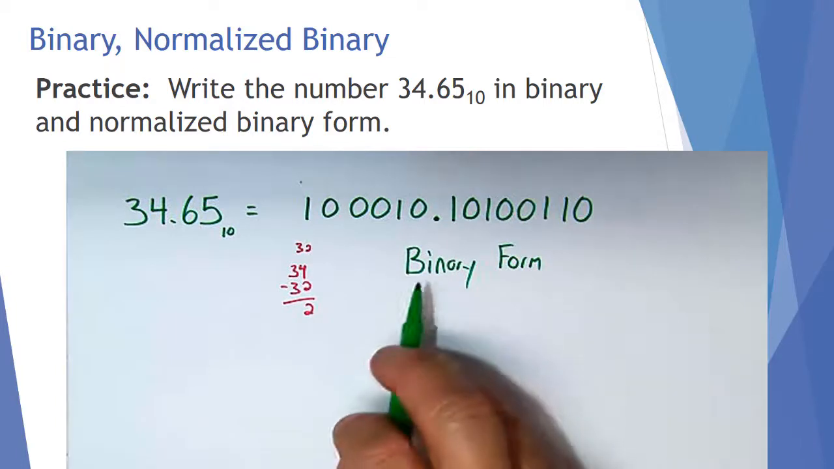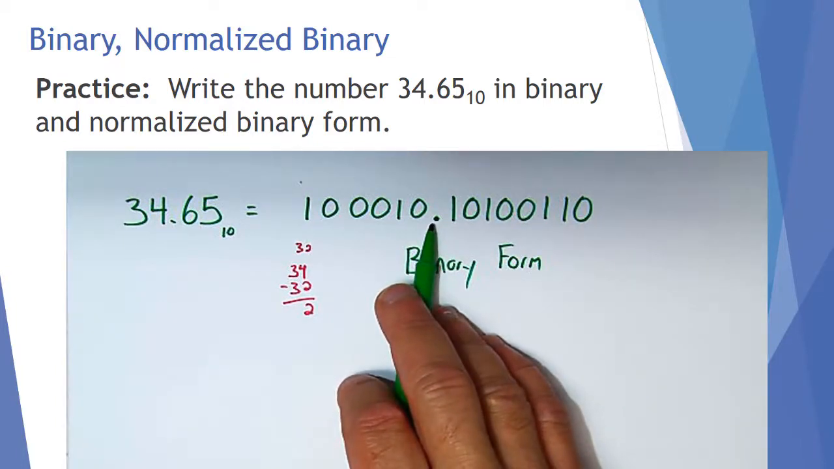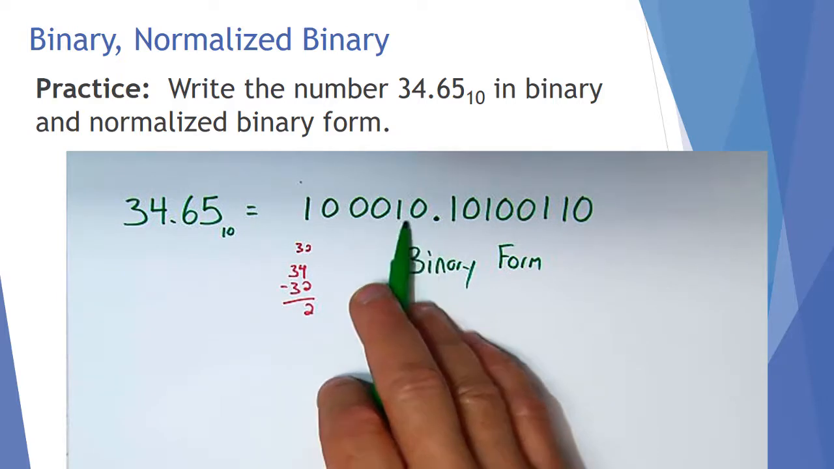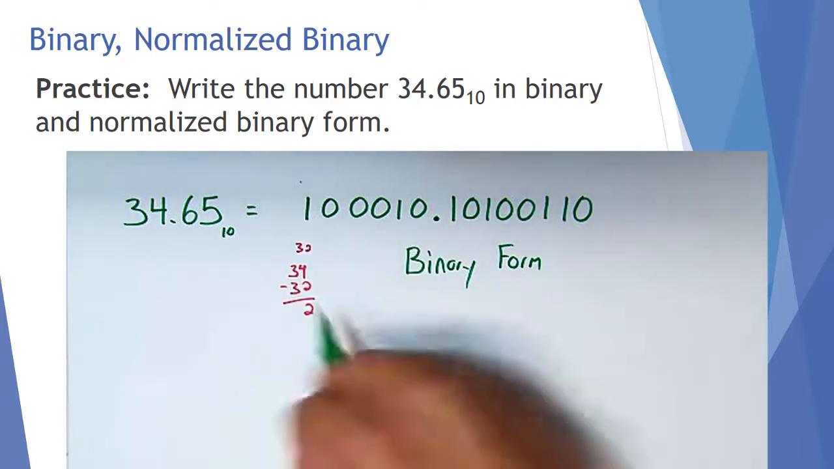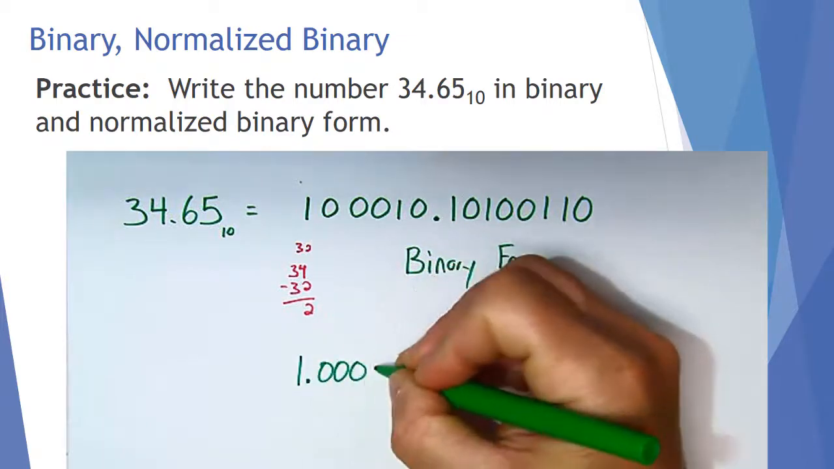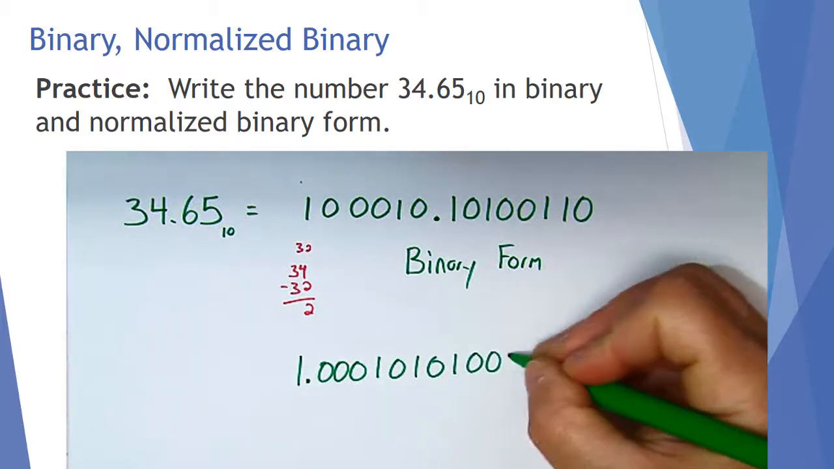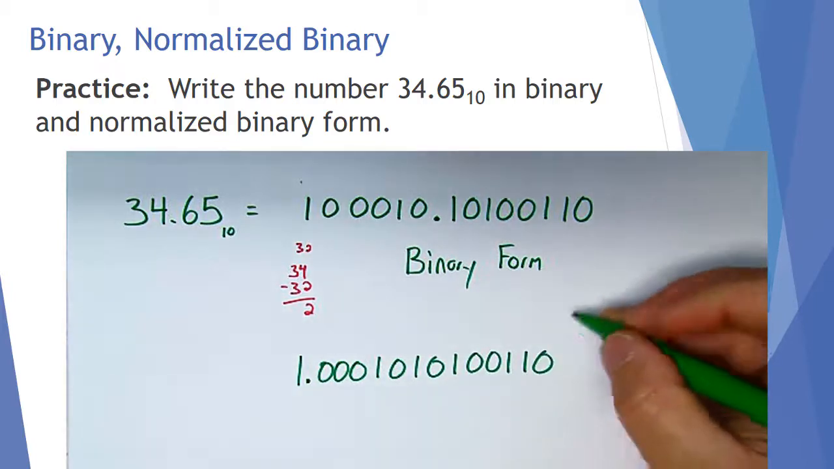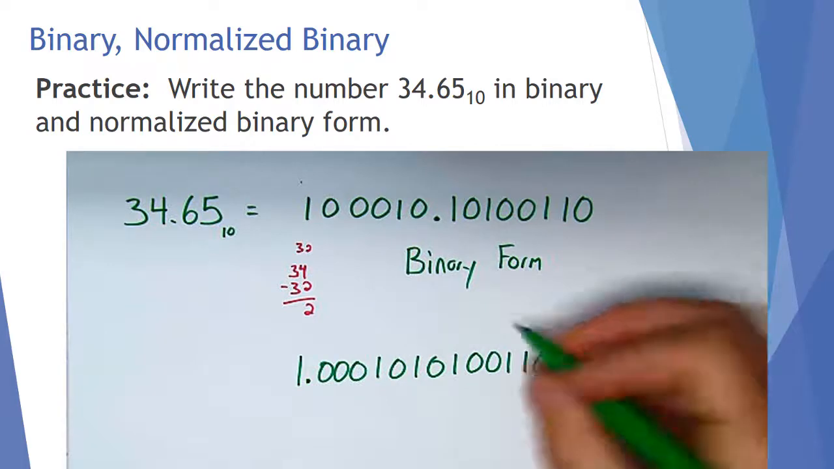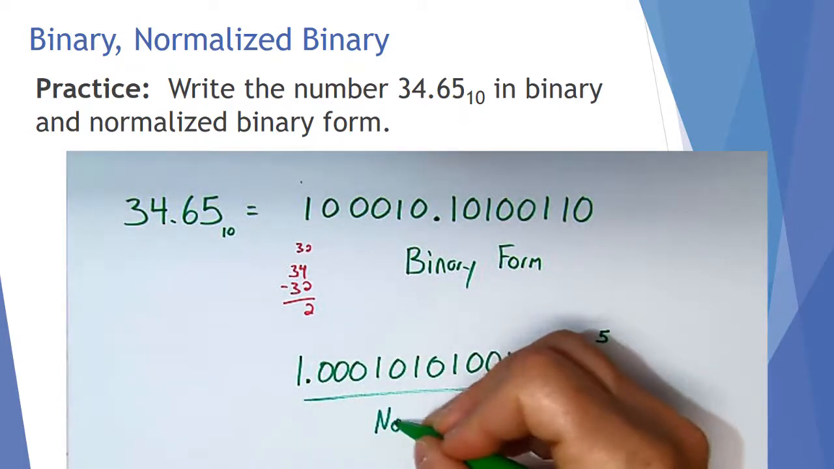Now to put that in normalized binary, we're going to put that in a binary scientific notation. So we're going to have to move the decimal 1, 2, 3, 4, 5 places to the left, and this becomes 1.00011010010001110 times 2. We went 5 places, so to the 5th, and that is normalized.